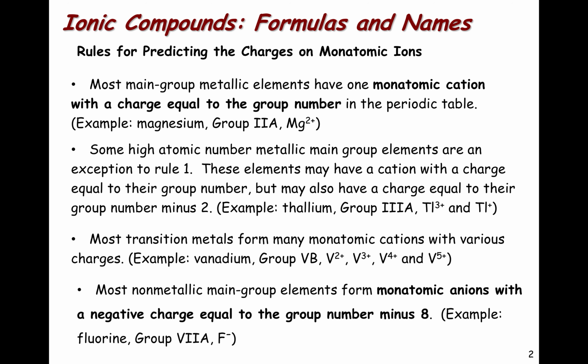Finally, if we're dealing with the non-metal elements in the main group, which are up in the top right-hand corner of the periodic table, these tend to form negatively charged ions, where the charge corresponds to the group number minus 8. In other words, they gain enough electrons to have a closed valence shell, and this then produces the same number of valence electrons as the noble gases.